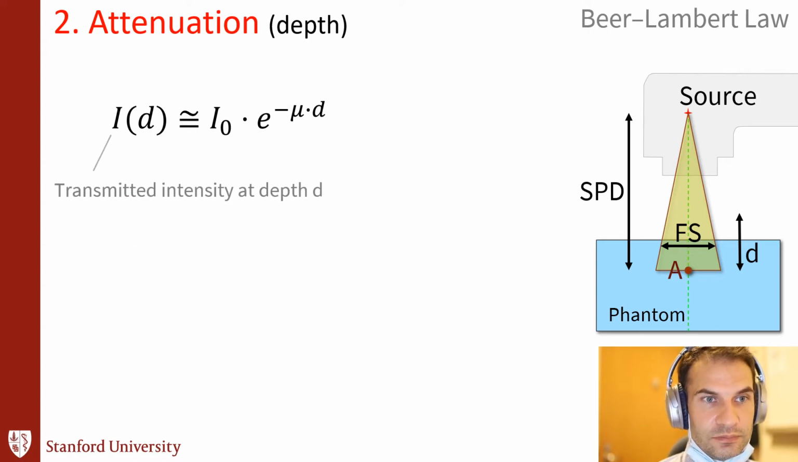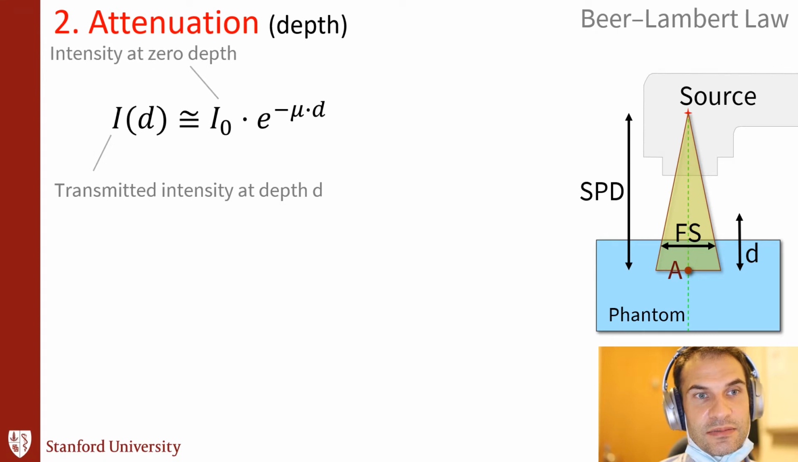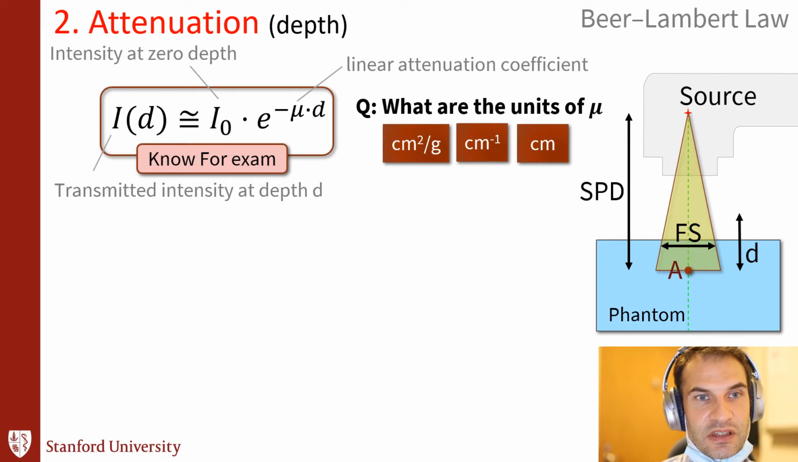So, like I said, the transmitted intensity at depth d is related to the intensity at depth 0 multiplied by the exponential of minus mu d, that is, e to the minus mu d. The linear attenuation coefficient is mu. This is in units of inverse centimeter.